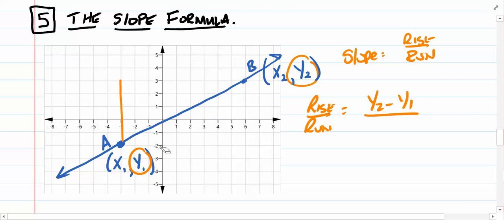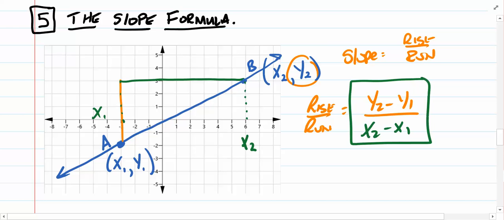Okay, now let's figure out the run. Works exactly the same way. How far is it from here to here? Well, I don't know because I can't look at the x-axis right now, but I do know that if I look down, this is the value of x2, and if I look down into here, this is the value of x1. So the distance is the value of x2 minus x1. x2 minus x1, and there you go. Now we have a slope formula. So the slope formula can always be calculated as y2 minus y1 over x2 minus x1.